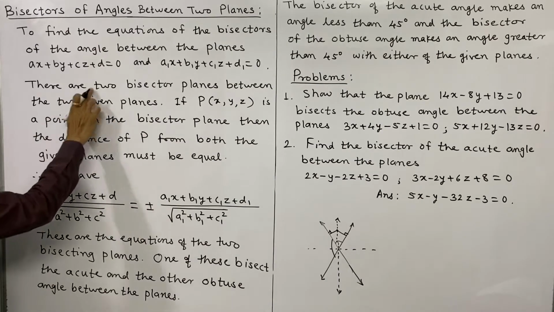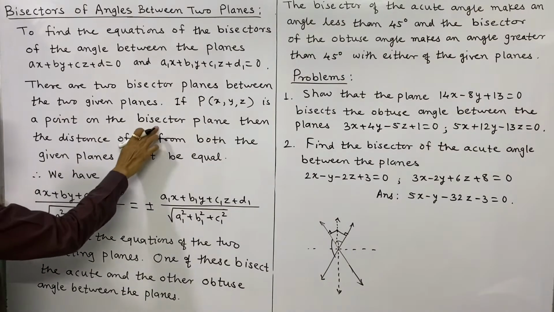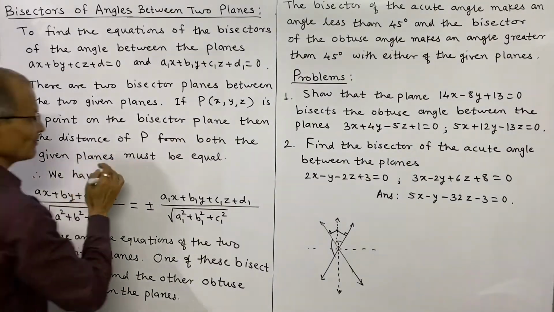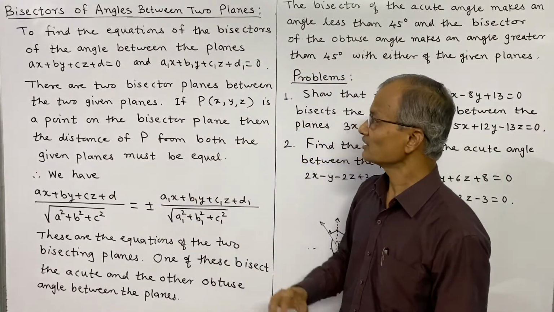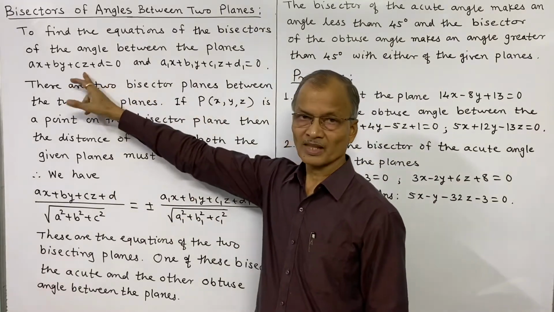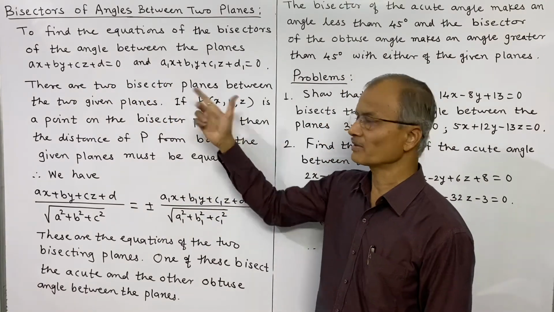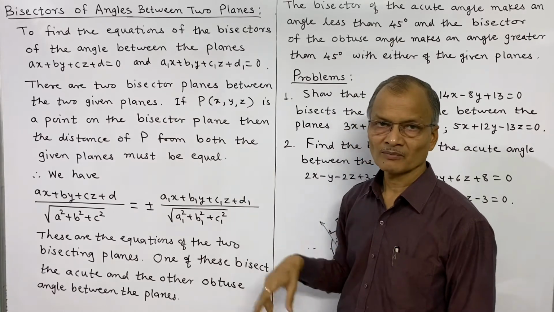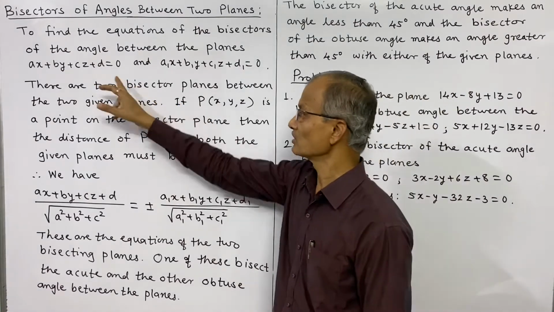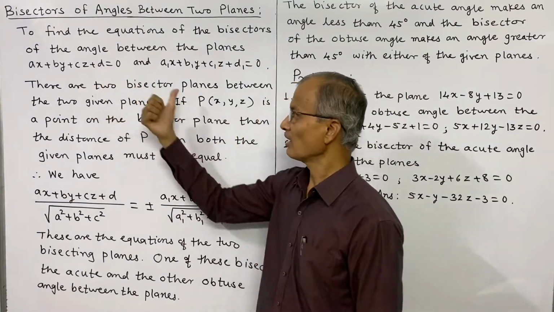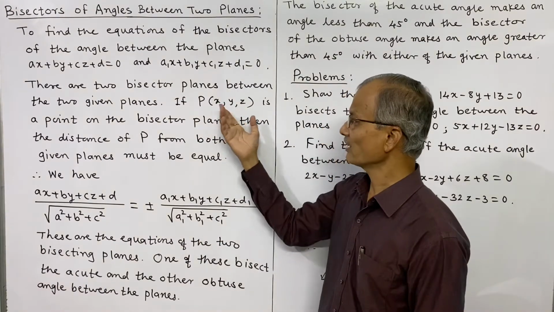So we have written here there are two bisector planes between two planes, and if P is a point on the bisector plane, then the distance of P from both the given planes must be equal. That is, distance of P from the first plane, and we have to use the distance formula for distance of point and plane. Perpendicular distance of point from given plane, general equation we have to use. This is a direct formula we have earlier seen, instead of x1, y1, z1, the point is considered itself as x, y, z.